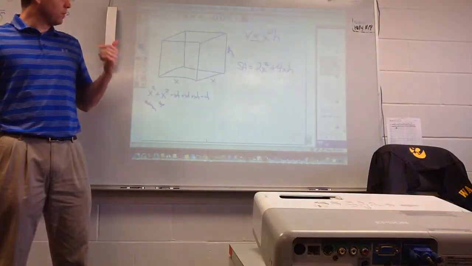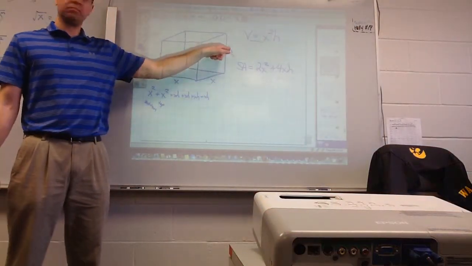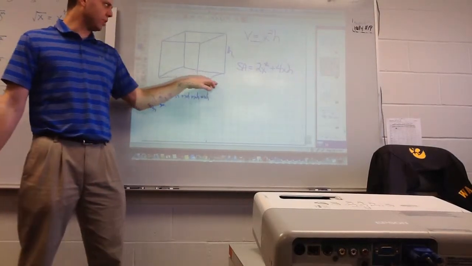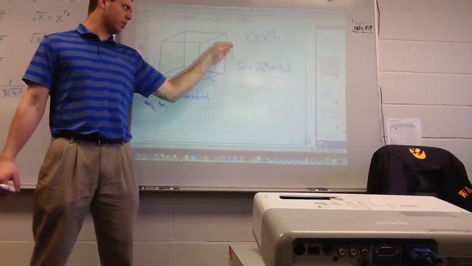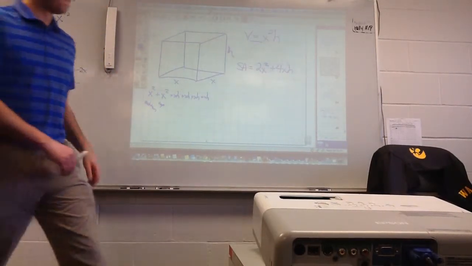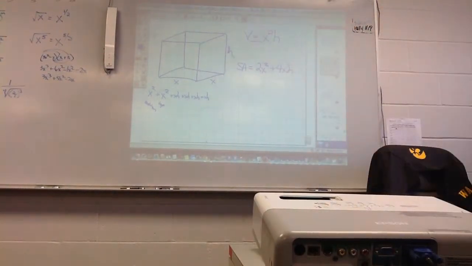Okay, so the volume of this box would be x times x times h, or in other words, x squared h. X times x is x squared times h, so the volume of the box is x squared h.